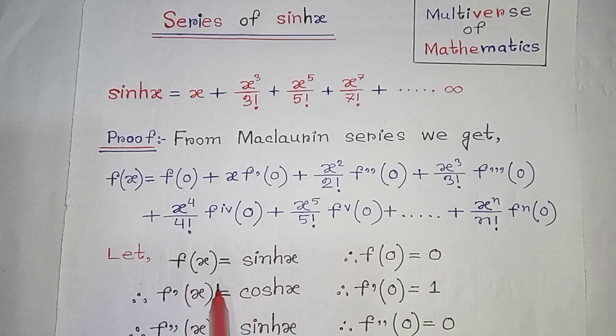And we know the derivative of sine hyperbolic x is equal to cos hyperbolic x. That's why we have written f dash x is equal to cos hyperbolic x. So if we put 0 instead of x in this function, then we get f dash 0 is equal to cos hyperbolic 0, which value is 1. So we can write f dash 0 is equal to 1. These values are quite similar with the circular trigonometric functions.